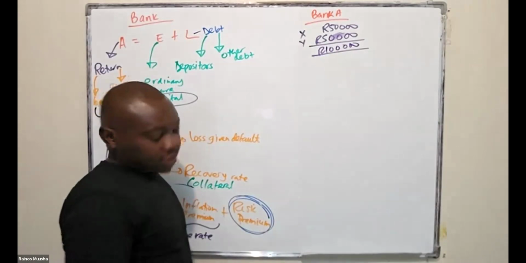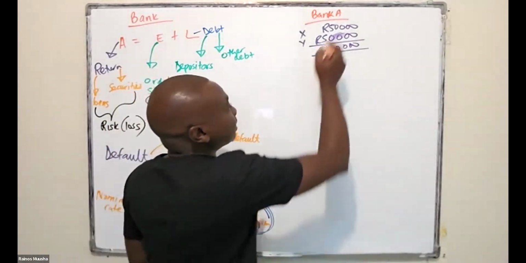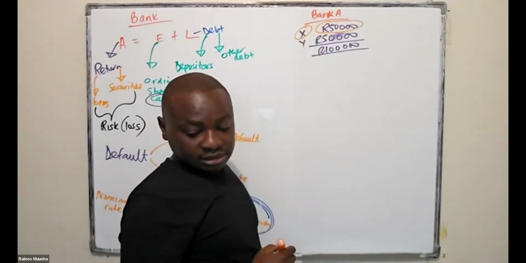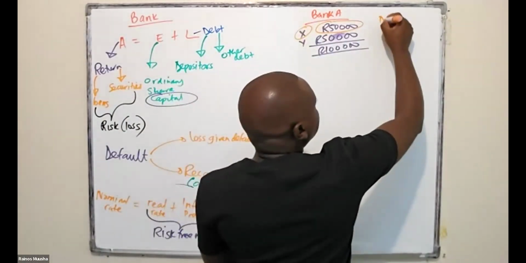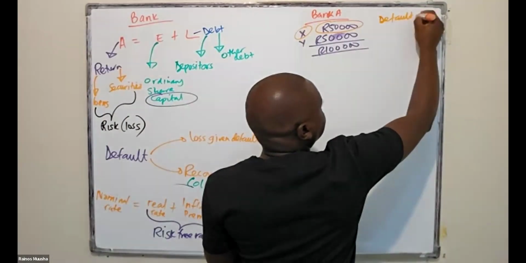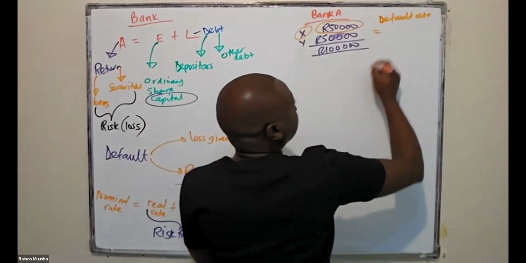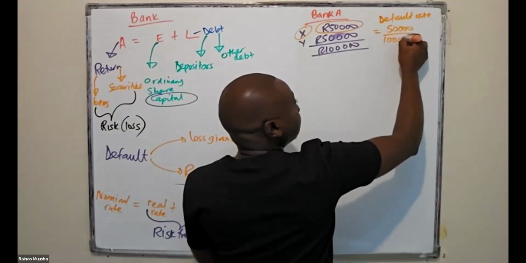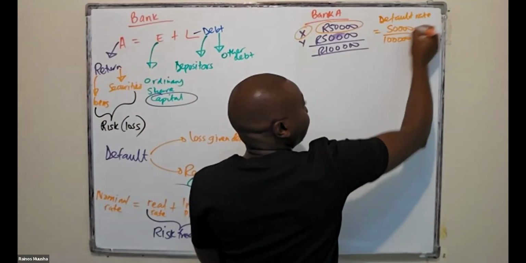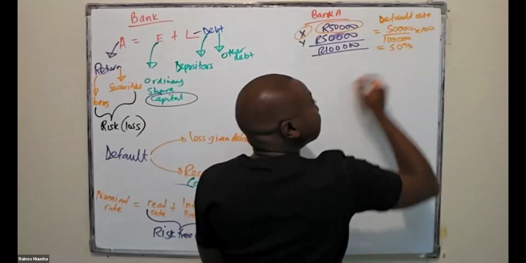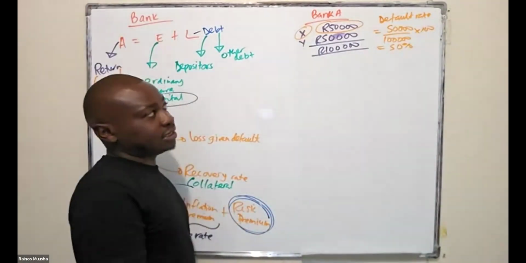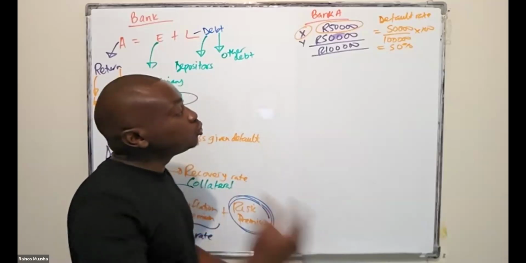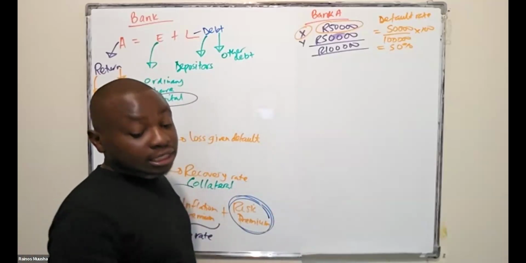So if customer X ends up defaulting, it means the default rate here is going to be equal to, you're losing 50,000 of the total loan of 100,000. And it means your default rate in this case is going to be 50%, because you're concentrating giving credit to only a few customers.